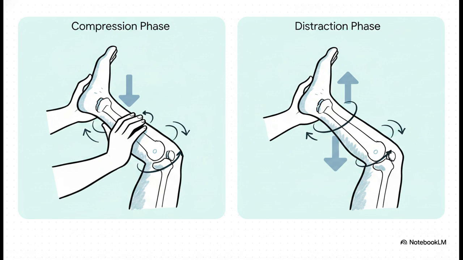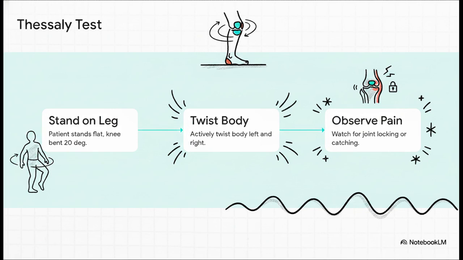But then, step 2. You pin their thigh down with your own knee, pull straight up on their foot, and twist again. This is the distraction phase. If pulling up is what hurts, then the meniscus is probably fine, but you're stretching damaged ligaments or the joint capsule. Finally, let's talk about the Thessaly test.